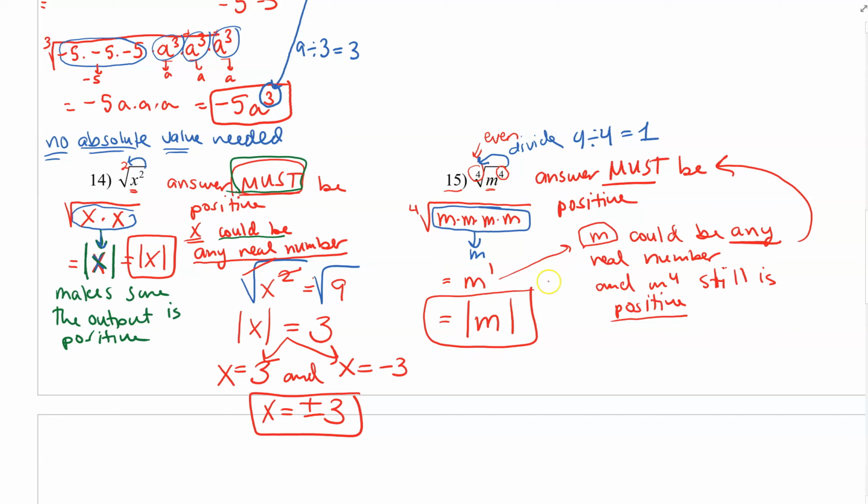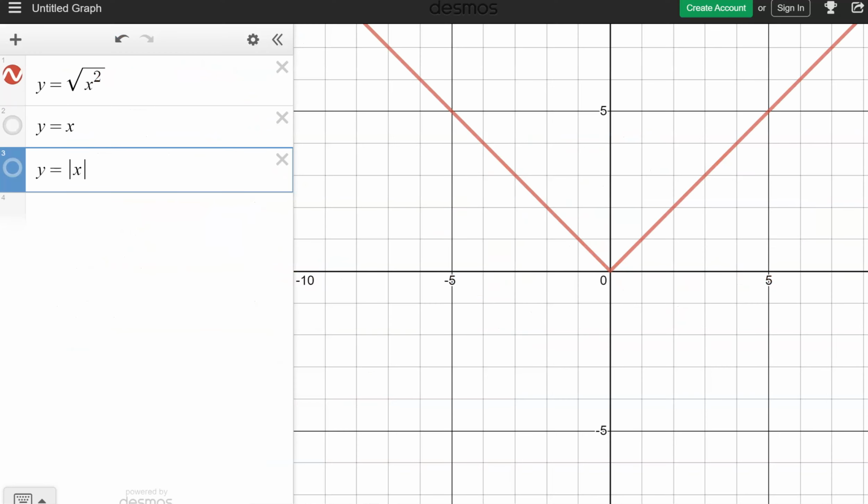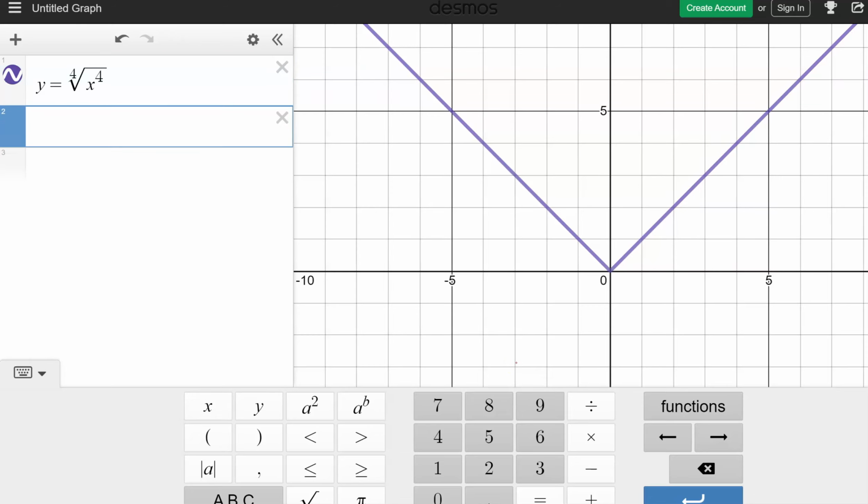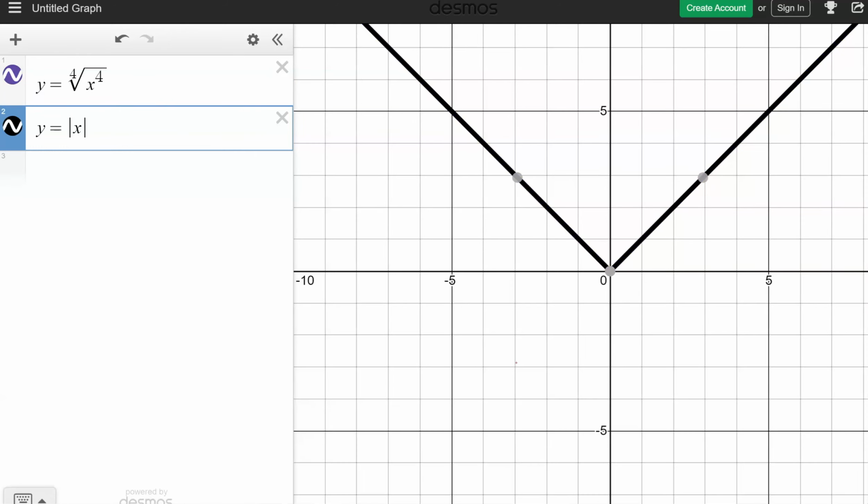So again, let's check this on Desmos to show you that it really is true. So now, let me X these out. So we're going to do y is equal to the fourth root of x to the fourth power. And lo and behold, right, I get the same thing again. I get y equals the absolute value of x. It's the same thing, right? Those functions are one and the same. And it's the same for the same reason. Because the inputs of x are allowed to be negative or positive, but the outputs, what comes out along the y-axis, must only be positive.